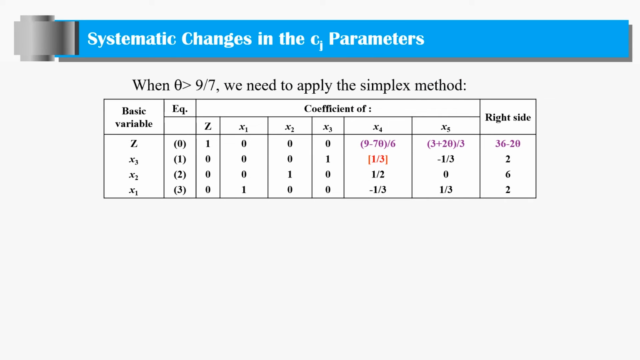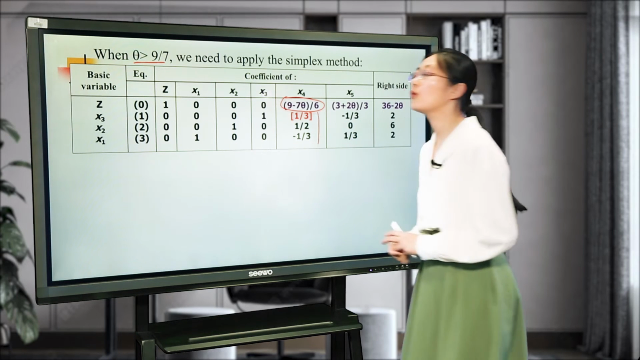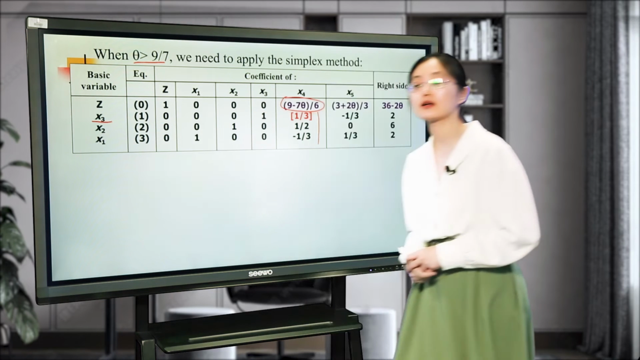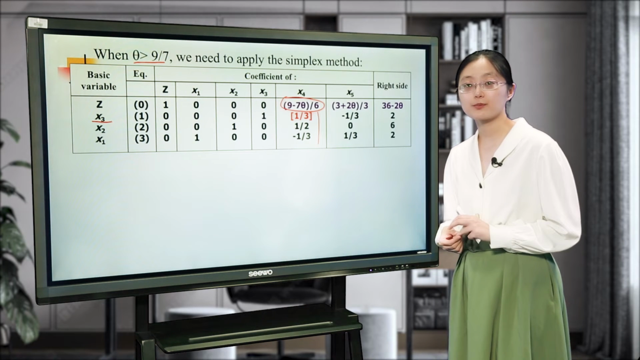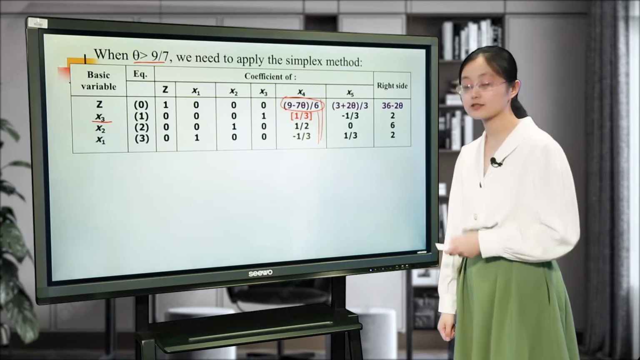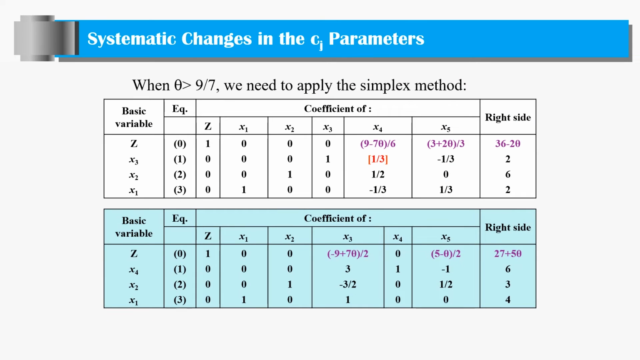Next, we say if theta is bigger than 9/7, then this value in the equation 0 is negative. So then we say this is our pivot column. We do the minimum ratio test and figure out that in this case, x3 is our leaving basic variable. So repeat the same procedure in the Gaussian elimination to make this column proper, and then x4 is the entering basic variable. After we compute the new simplex tableau, we can see that in this case, since theta is bigger than 9/7, in our new table, this value is positive.